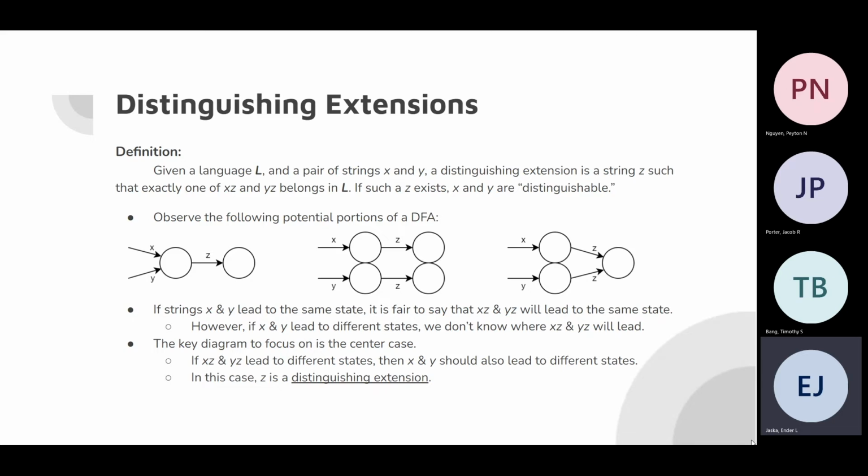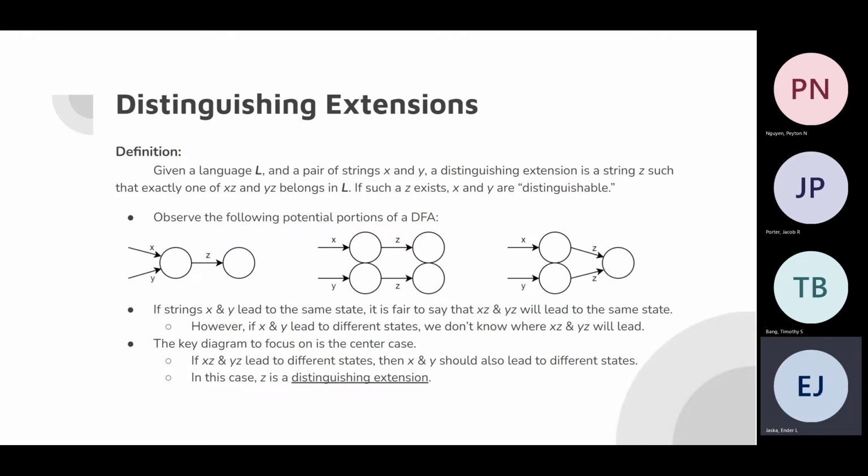So before we get into the theorem, we have to talk about distinguishing extensions. The definition says that given a language L and a pair of strings x and y, a distinguishing extension is a string z such that exactly one of xz and yz belongs in L. If such a z exists, then x and y can be said to be distinguishable.